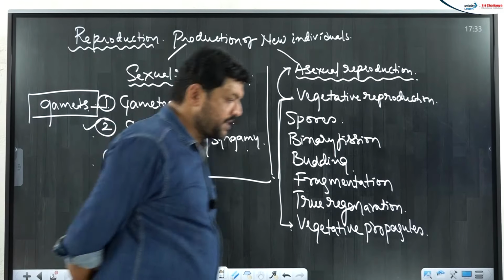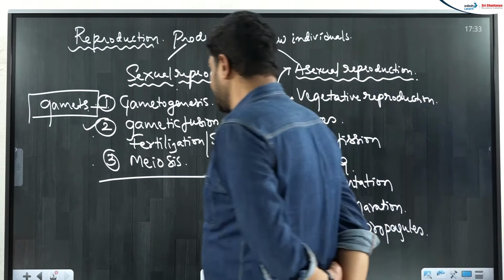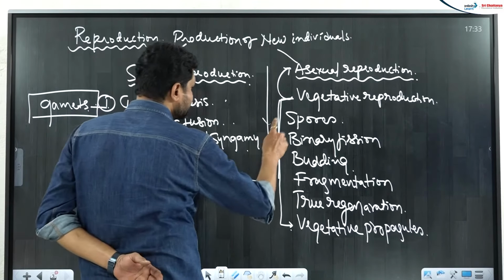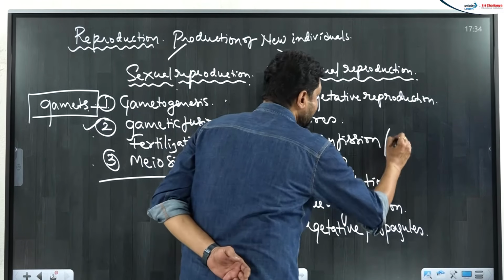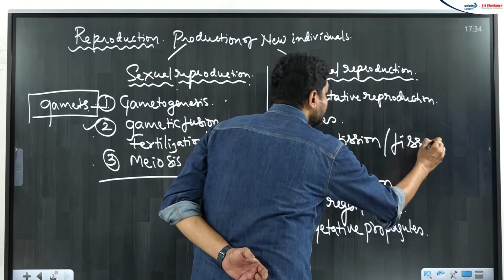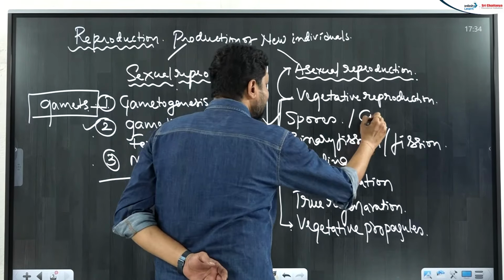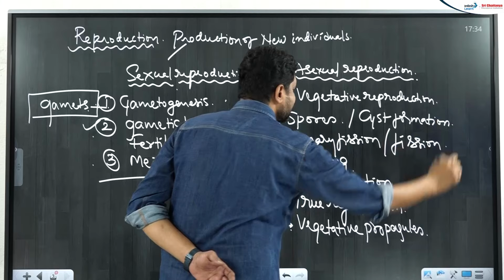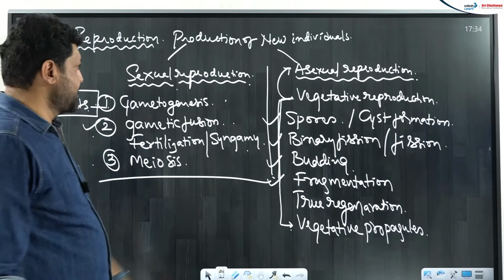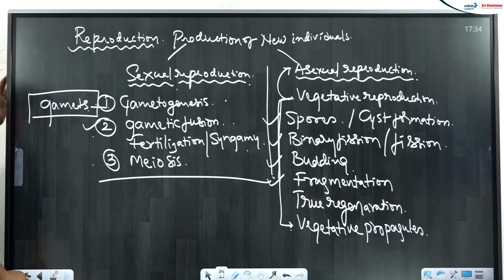So asexual reproduction does not involve gametogenesis, gametic fusion, and meiosis. They will directly form spores, or binary fission, or budding, fragmentation. Binary fission, or I call it fission. Multiple fission is also possible, and spores or even cyst formation in some animals. Cyst formation. So these are asexual methods, these are sexual methods. Clear? Reproduction. Shall I go for the next page?